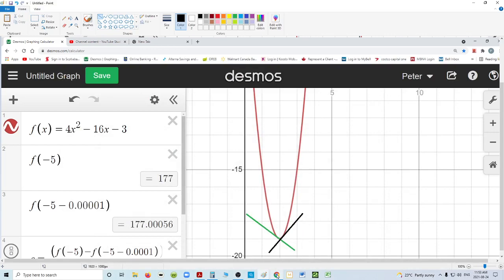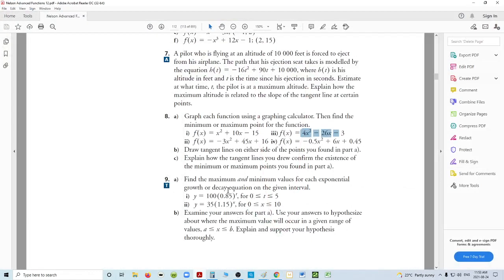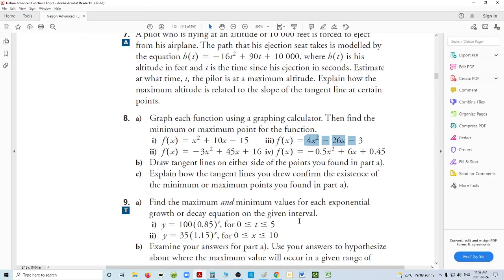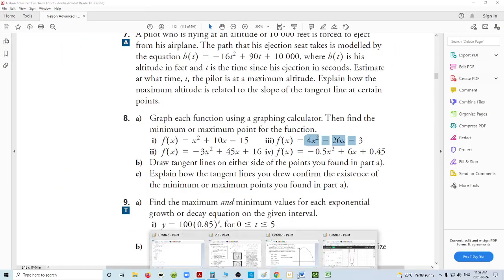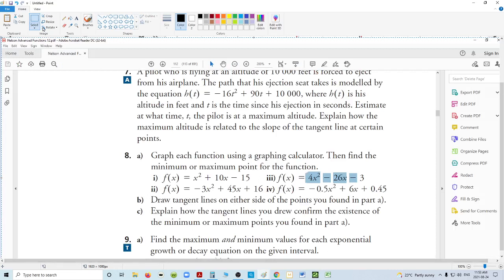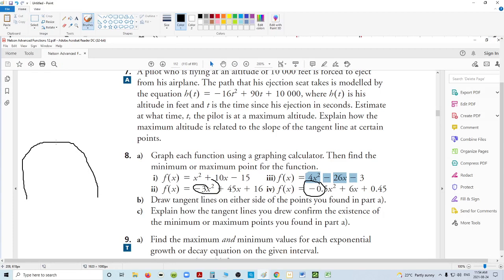Now what should we expect with these next ones? Well, these next ones are downward facing parabolas. This one here is downward facing, and this one here is downward facing, which means if we look at the point immediately on the left side, we're going to get a tangent line that is positive. And if we look at a point immediately to the right, we're going to get a slope that is negative, and both should be close to 0.